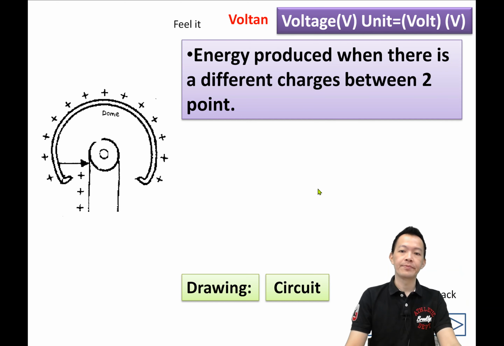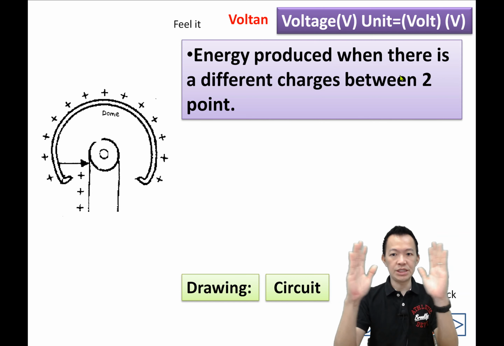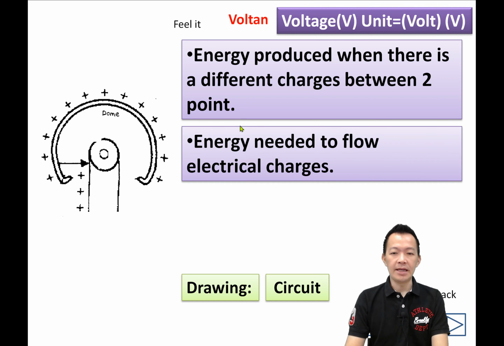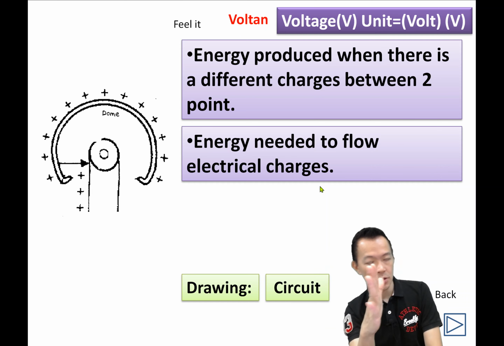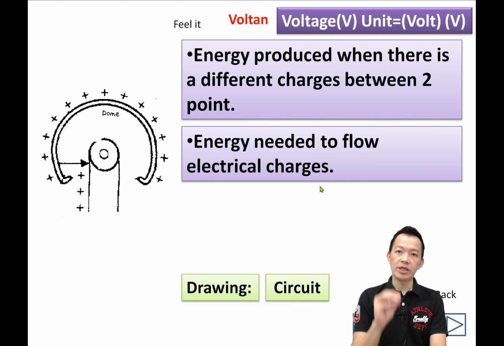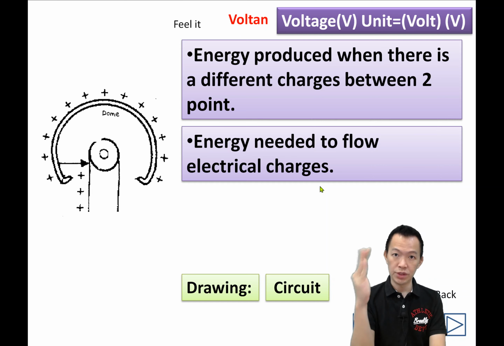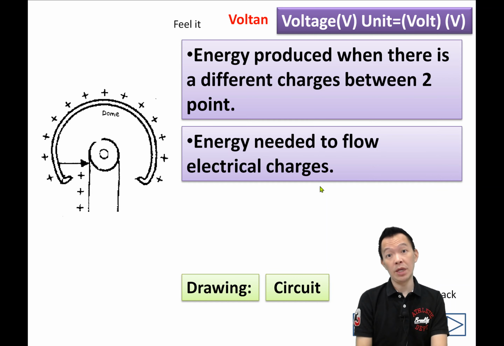So voltage, 电压 in Chinese. 什么叫 voltage? Copy first. Okay, so voltage actually is the energy produced when there are different charges between two points, 当两个点出现不一样的 charge,一加一减,它就会产生一股能量,这股能量就叫 voltage. Okay, and this is the energy needed to flow the electrical charges, 就是这股能量推动我们的 electron. When electrons start to flow, 当 electron 被它推走了,开始动了,so you produce electric current. So when you buy a battery, 当你买电池的时候,电池给你的就是 1.5 volts,它给你电能,对不对?这股能量 voltage,因为这股能量 voltage 的关系,电流就开始流动,你的电灯泡才会亮。Okay, so this is the energy needed to flow the electrical charges.